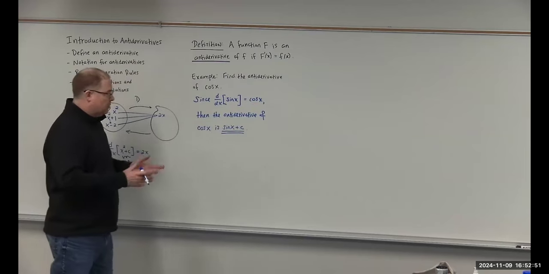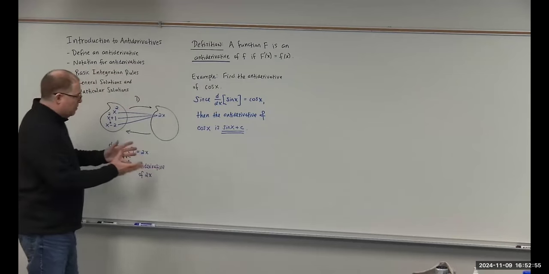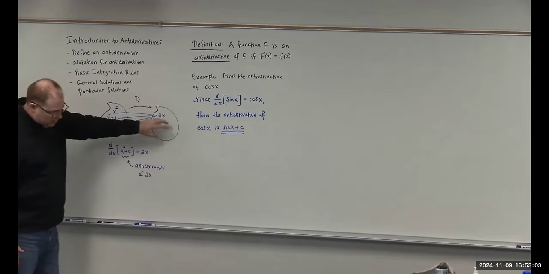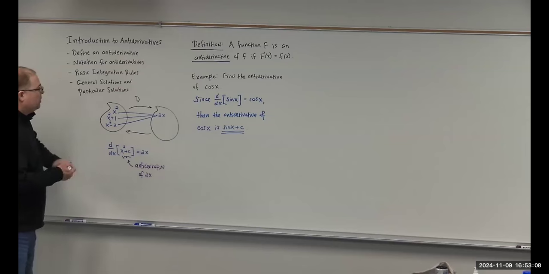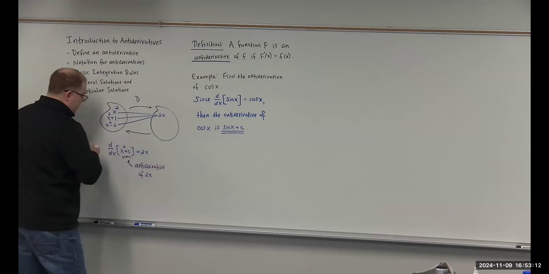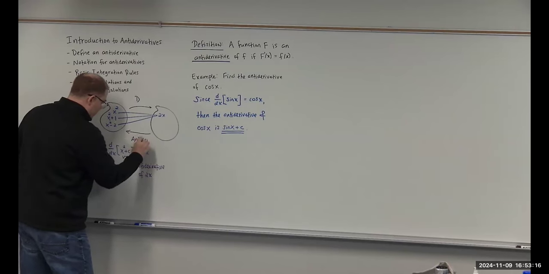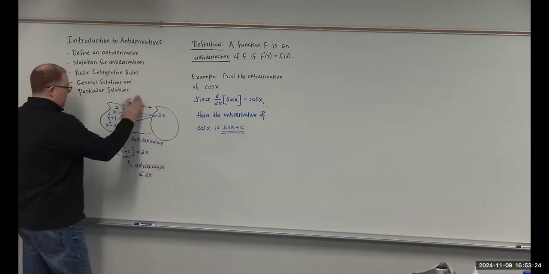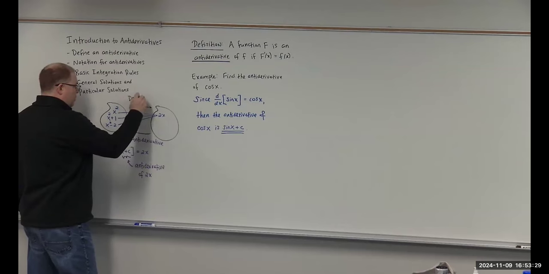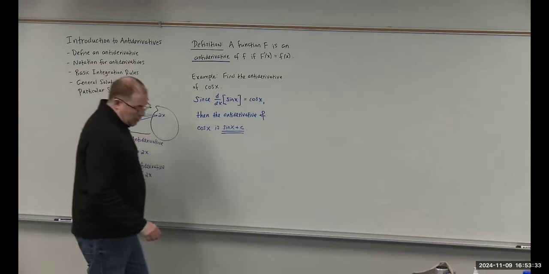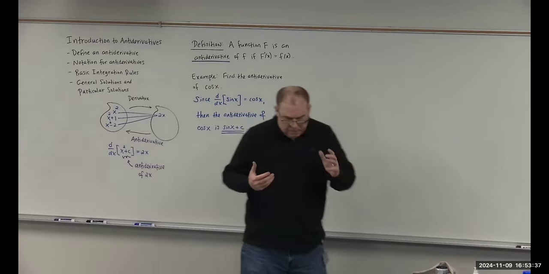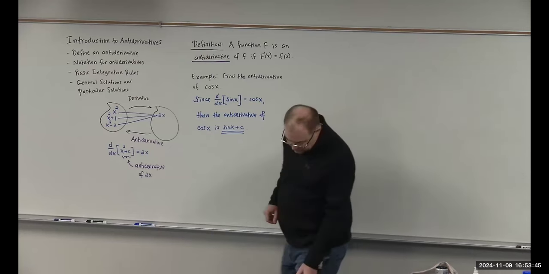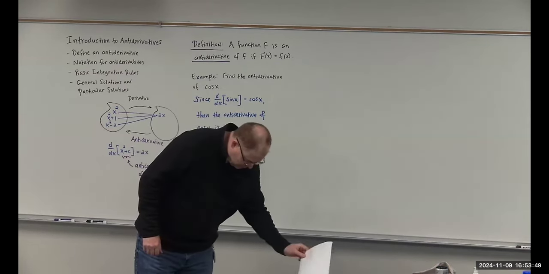Since the derivative of the constant is zero, we want to make sure that we capture all the different possibilities. Going back to this idea, we have the function here, we take its derivative to get back over here, and that's what we call the antiderivative. I'll just write here, derivative. There are some rules associated with this that we're going to discuss later on. But first, let's see.